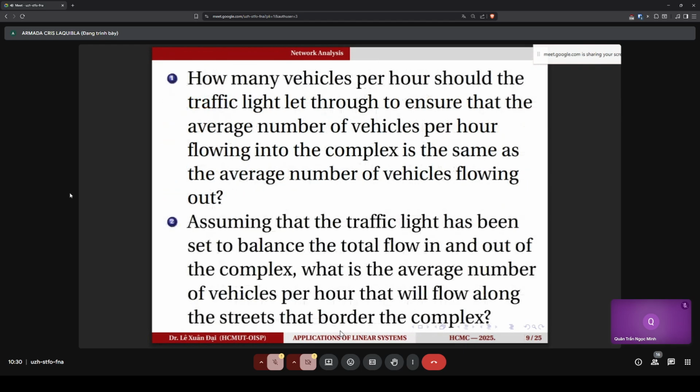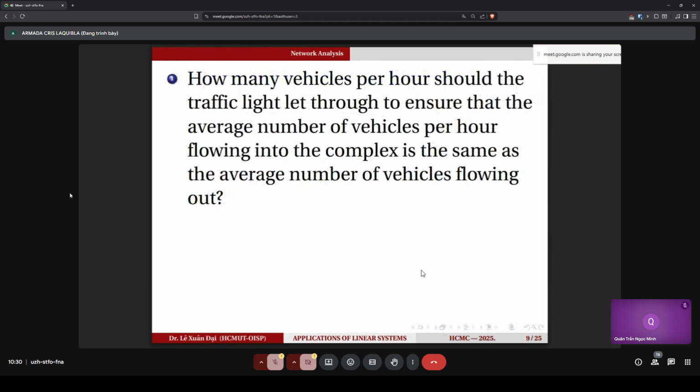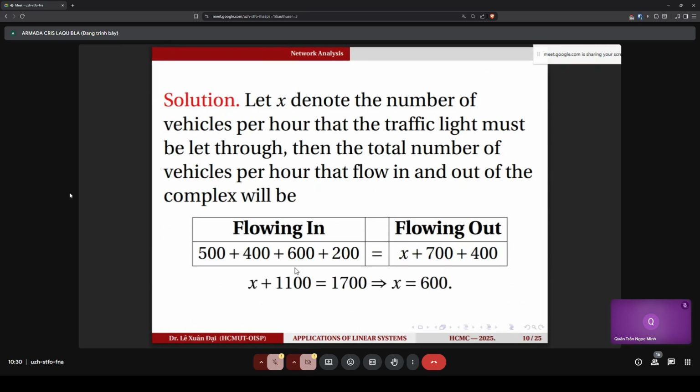Okay, if you can see it here in the figure, this is flow in 500, flow in 200, flow in 400, and flow in 600. So add all of them, and then you add the flowing out. The out there is 700, 400, and then the x there. That is why you have this. And then we can solve the x now.